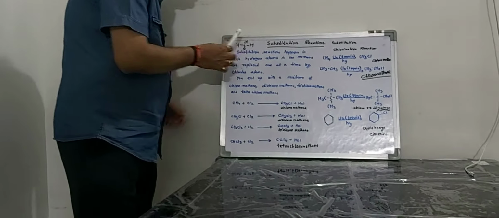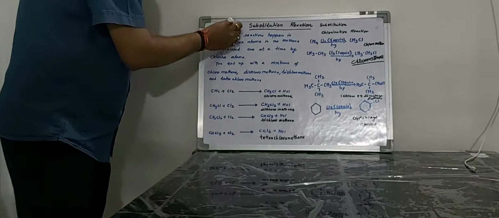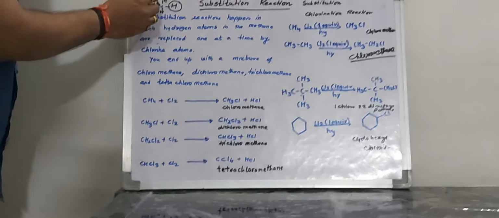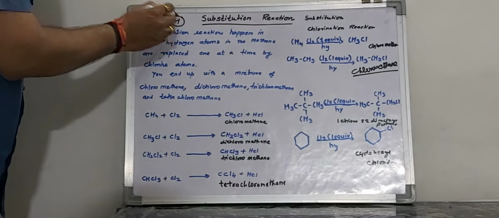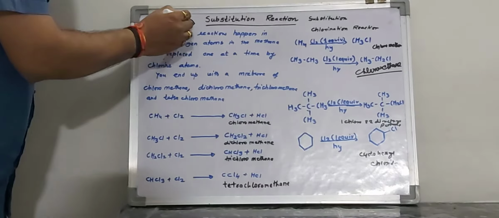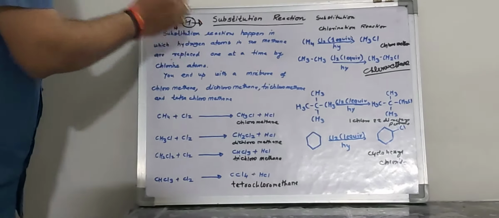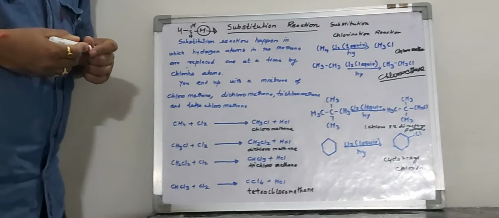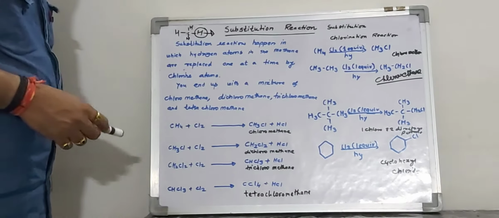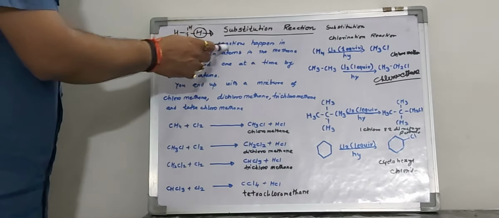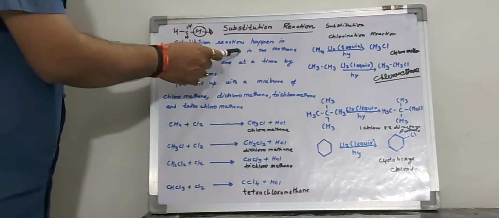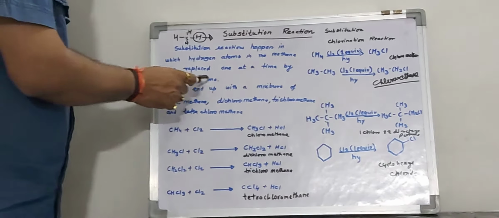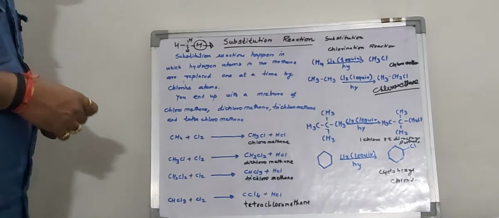Substitution is when we replace any one atom with another atom. Like here, if you see this structure, it is the alkane structure, that is methane. It contains 4 hydrogen. So if one of the hydrogen is replaced by another group, that is the substitution. Means H is substituted with another group or atom. So here the substitution reaction happens in which hydrogen atoms in the methane are replaced one at a time by chlorine atoms. This is known as a substitution reaction.